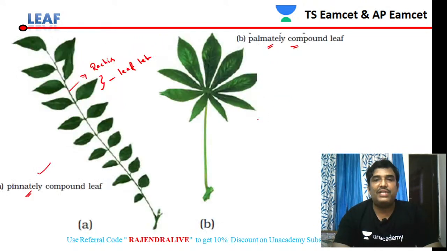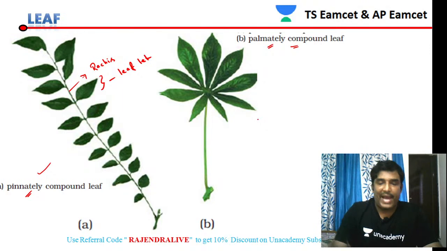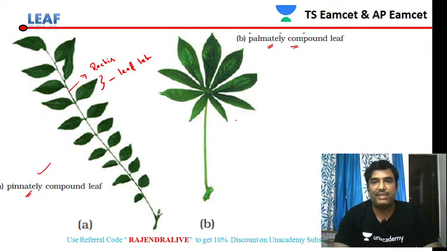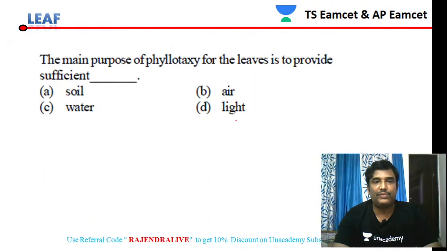Similarly, in case of the palmately compound leaf, the leaflets are arranged on the petiole. Bombax, Bombax ceiba, is the best example of the palmately compound leaf. So that is about that question. Let us move to the next question, students.